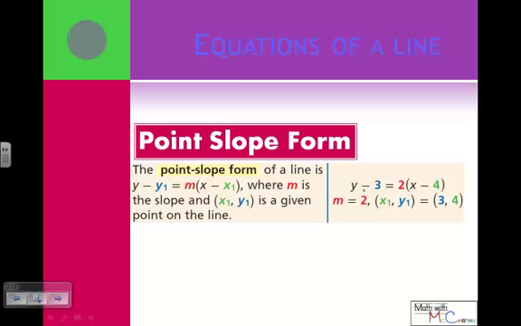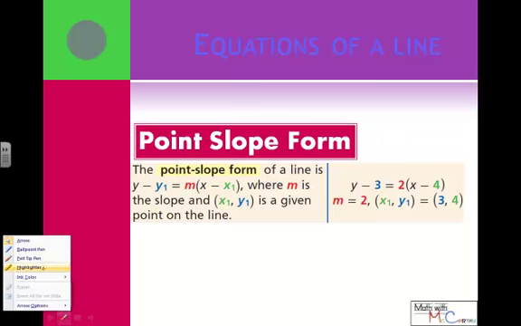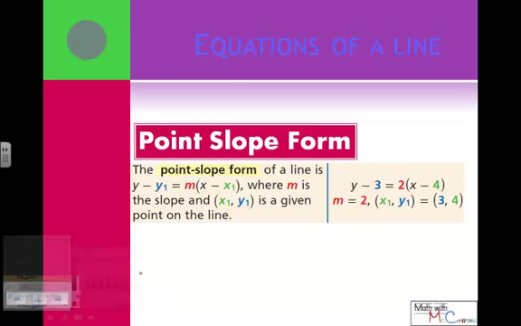So if you have the equation y minus 3 equals 2 times the quantity x minus 4, the slope is here. The slope of that line is 2. And then the point x1, y1 is 4, 3. I'm sorry, this is actually incorrect. It should say the x coordinate, x1, is here, so it's 4, and the y coordinate, y1, is here, so the point should be 4, 3.